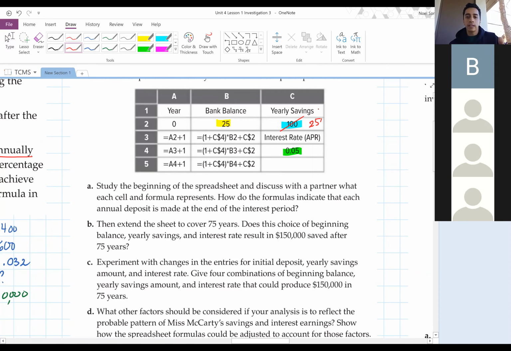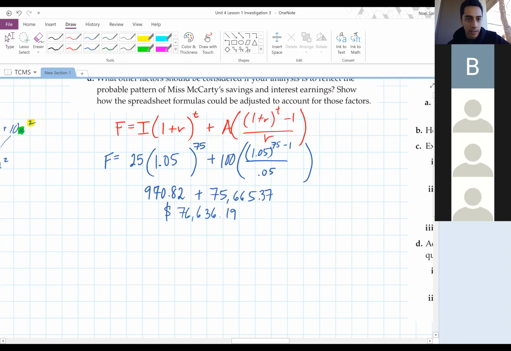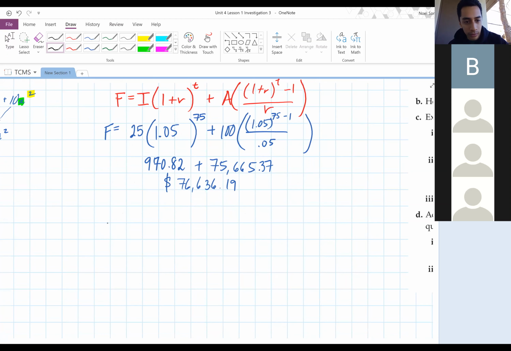What if instead on a yearly basis she's depositing 250? We're going to keep the bank balance the same, starting at 25 with the interest rate at 5%. And let's see if that changes things. So now we have a different setup, and let's see if this will work.